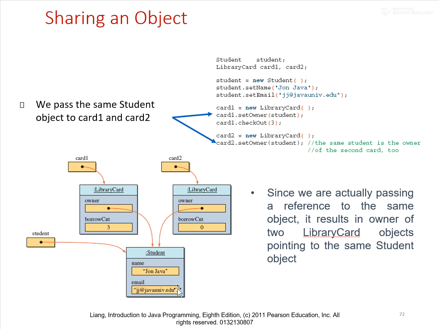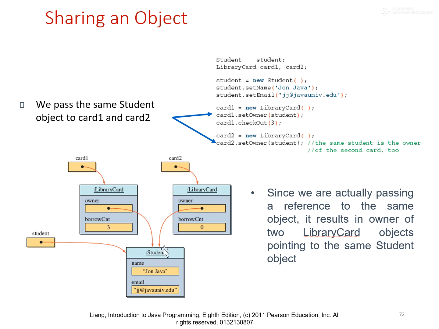So any change that I make in here, like a change in the email or a change in the name, when I try to access that member variable of student from inside library card, it will take me to the student object. Whatever change I made in here from the last time will be visible from that library card. Same thing from the other card.